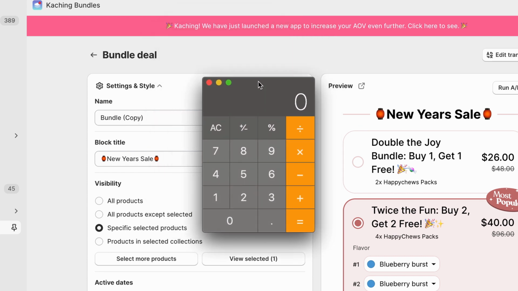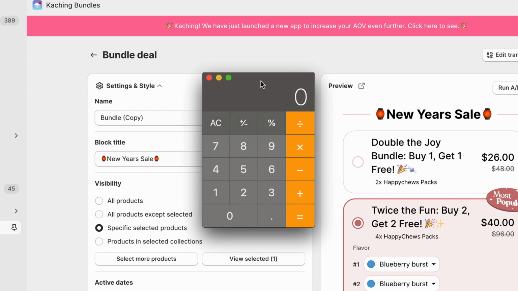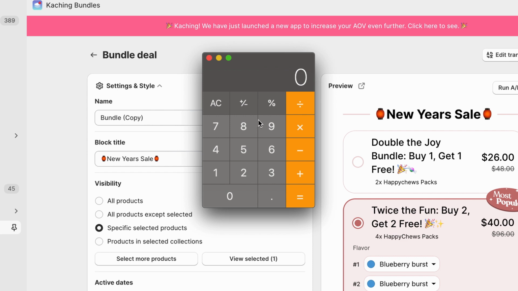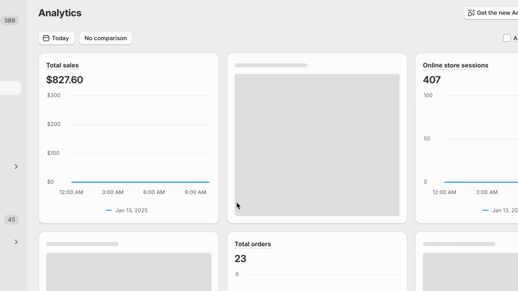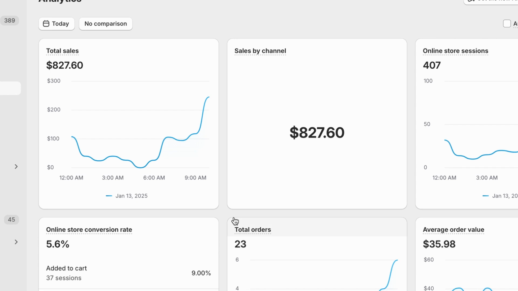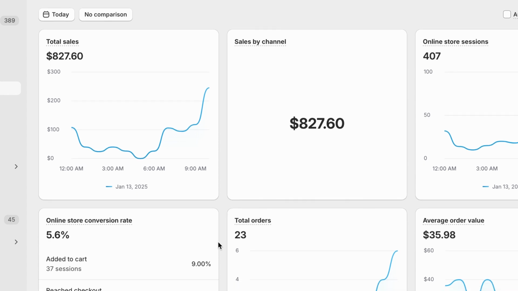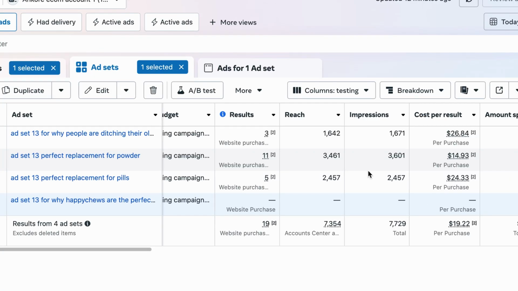So what I'm going to do for tomorrow, like I said, I'll change the bundles and stuff. But for right now, I'm going to increase the, running out of 5.6. How much have we spent? 827.6.